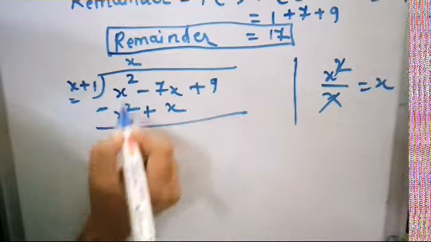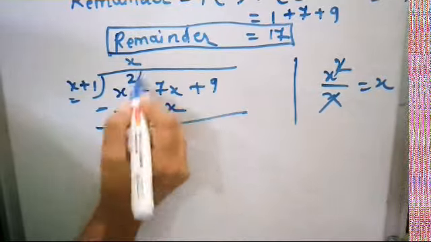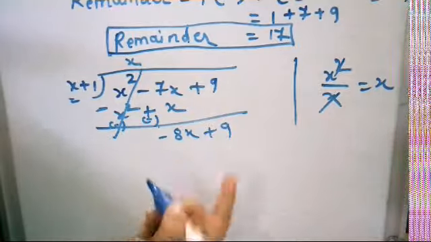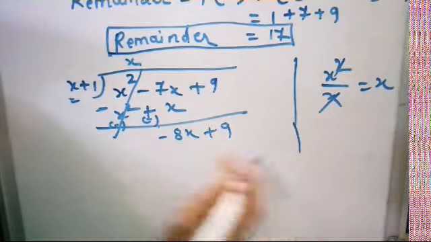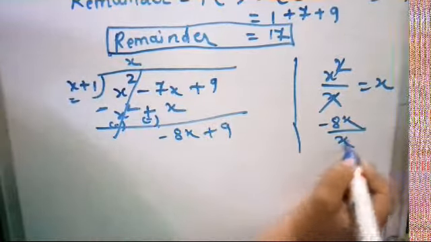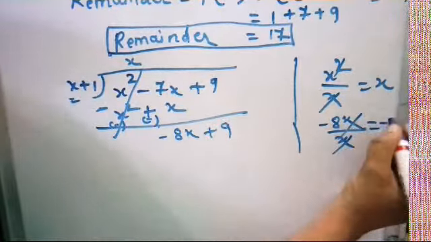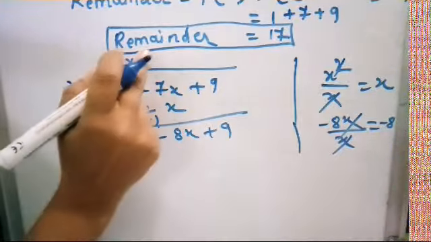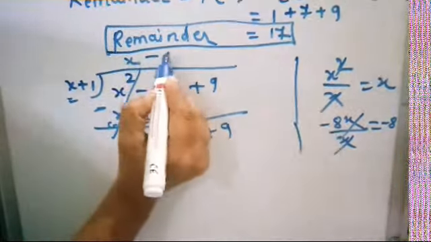Okay, then after multiplying, x into x is x square, then 1 multiplied by x, it is x. Now change the sign, this will get cancelled, minus 7x and minus x, it is minus 8x. Pull down the plus 9. Then next we have to divide the first term, which is minus 8x, by the first term x. Now x and x will get cancelled. What is it? It is minus 8, which you have to put in the quotient, right?